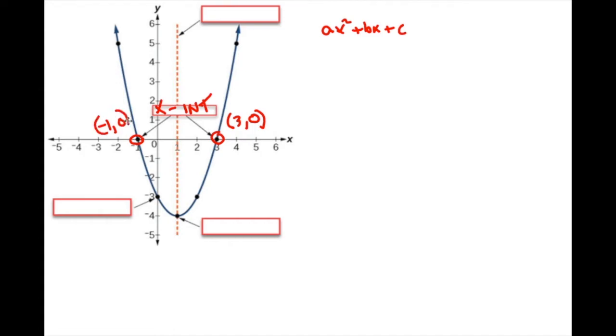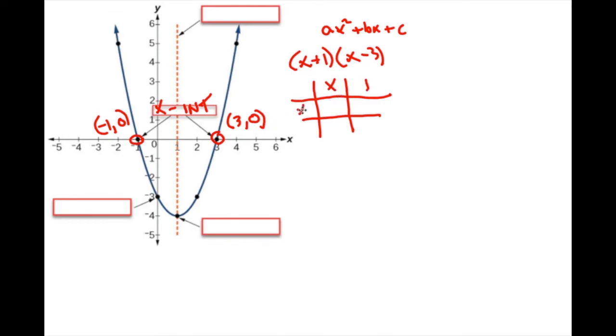Okay, now from here, let's create our factored form of the equation. Something like this: x, and then that's -1, this is +1, and then we have x, if that's +3, that's -3. Let's go ahead and multiply these together, see what we get. You might remember something that looks like this. So we have (x + 1) and (x - 3). Now we just multiply.